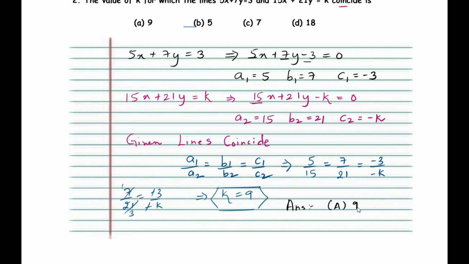Students, if the lines coincide, the condition is A1 by A2 equals B1 by B2 equals C1 by C2. If the lines are intersecting, the condition is A1 by A2 is not equal to B1 by B2. If the lines are parallel, A1 by A2 is equal to B1 by B2 but not equal to C1 by C2.